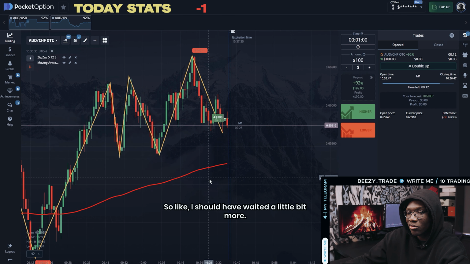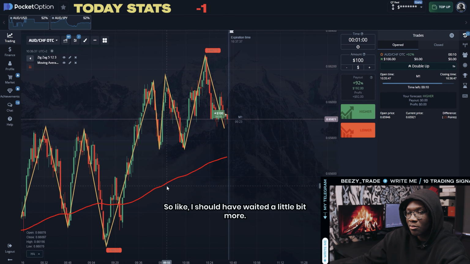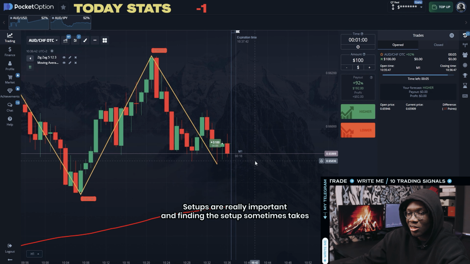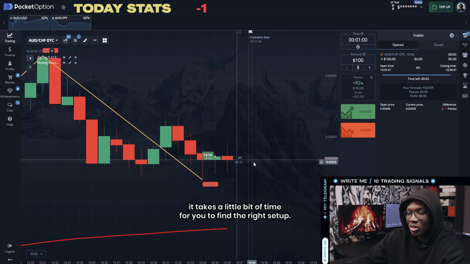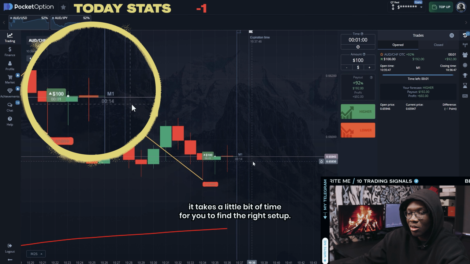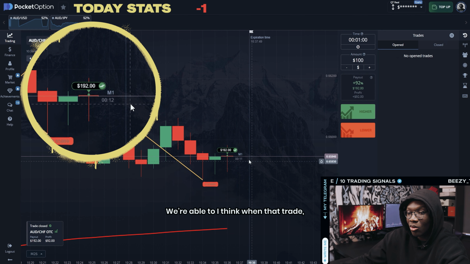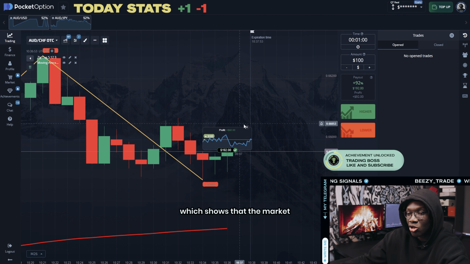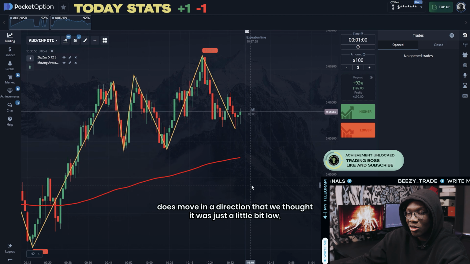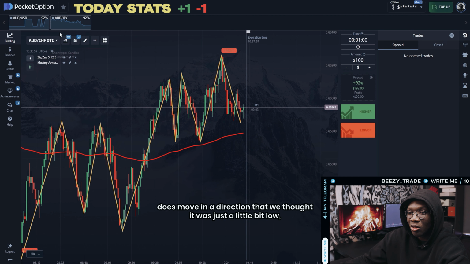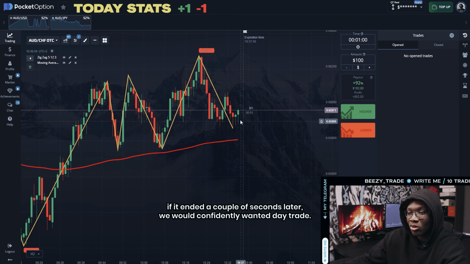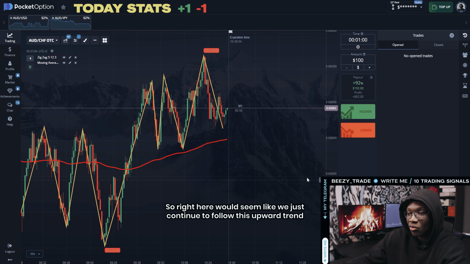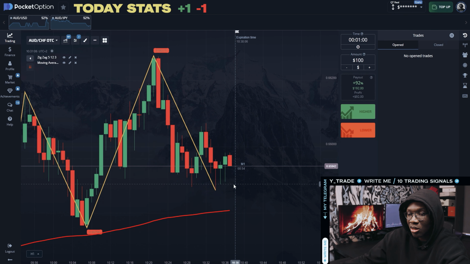Felt like I should have waited a little bit more. Setups are really important, and finding the right setup sometimes takes a little bit of time. But we're able to, I think, win that trade, which shows that the market does move in the direction that we thought, it was just a little bit lower. If we had entered a couple of seconds later, we would have confidently won that trade. So right here, it would seem like we just continue to follow this upward trend that we see.